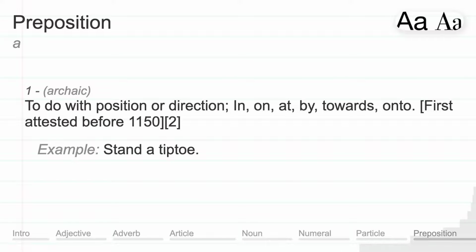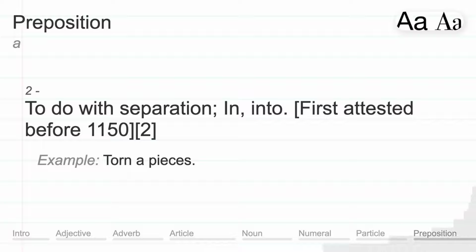Preposition. To do with position or direction. In, on, at, by, towards, onto. First attested before 1150. 2. Example: Stand a tiptoe. To do with separation. In, into. First attested before 1150. 2. Example: Torn a pieces.